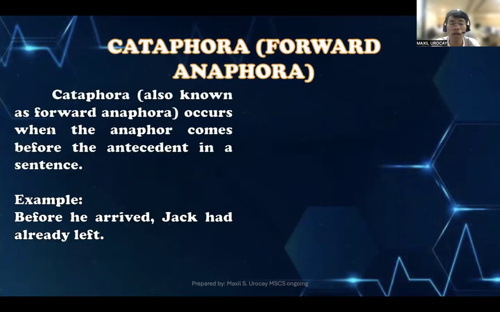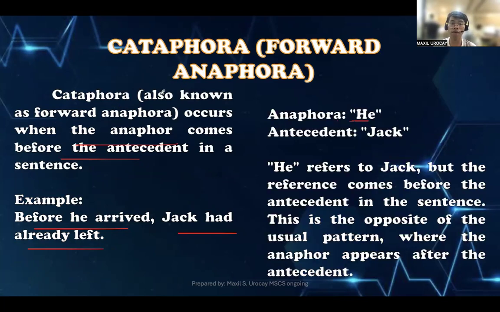Now, we also have another type, which will be the cataphora, which is also known as forward anaphora. Cataphora occurs when the anaphora comes before the antecedent in a sentence. Say, for example, before he arrived, Jack had already left. So, what does it mean? He is the anaphora, and our antecedent is Jack. So he is referring to Jack, but the reference comes before the antecedent in the sentence.